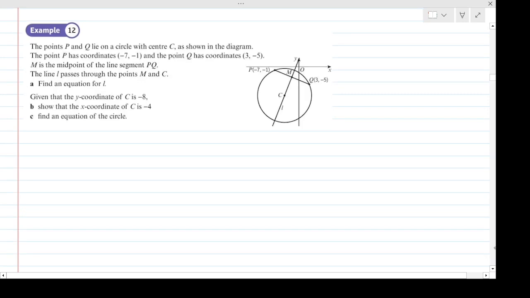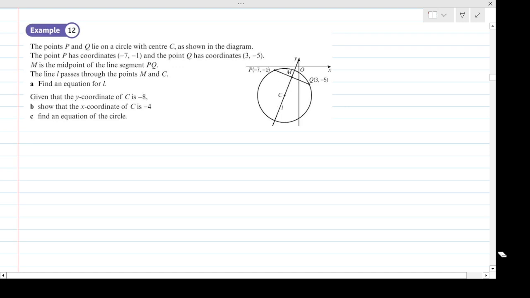Okay, so this question says the points P and Q lie on the circle with centre C, shown in the diagram. The point P has coordinates -7, -1, and the point Q has coordinates 3, -5, and they're both drawn here nicely for us. M is the midpoint of the line segment PQ. Big hint there, you're probably going to need to work out the midpoint. But anyway, the line L passes through the points M here and C, the centre there.